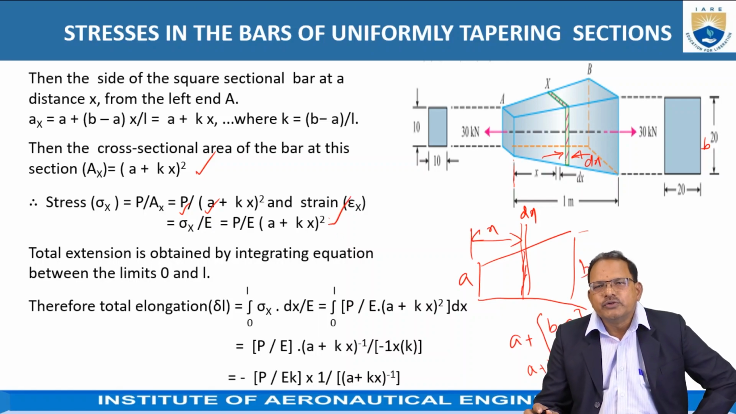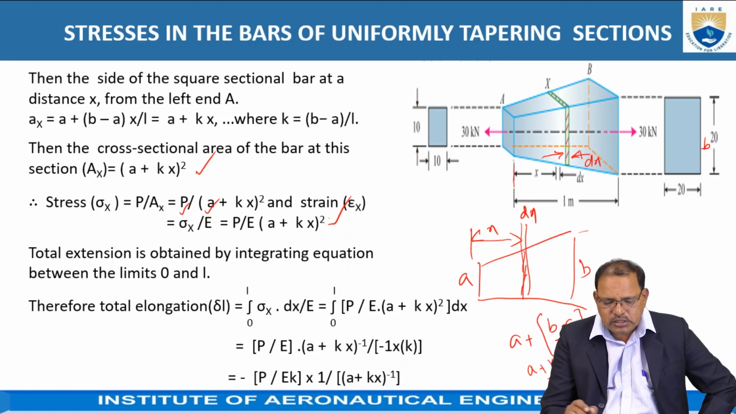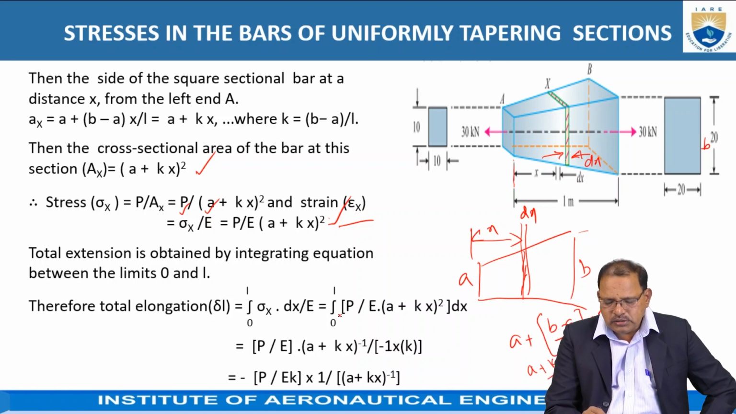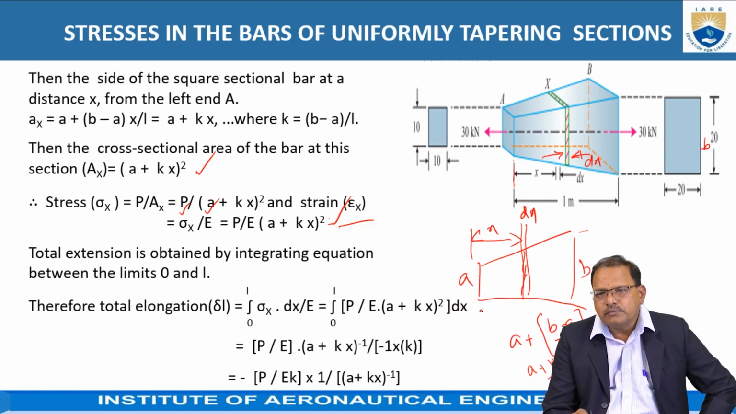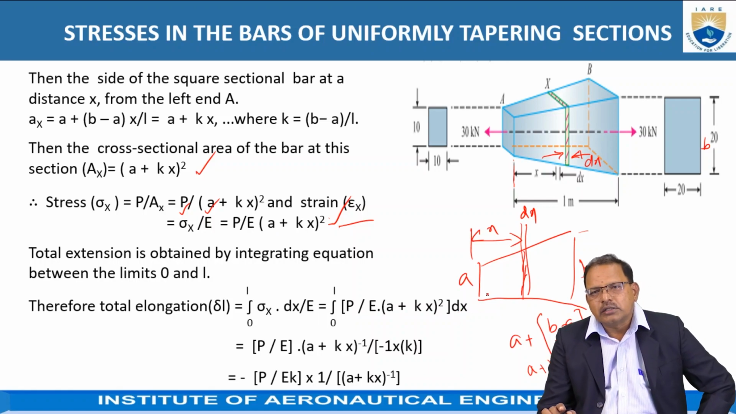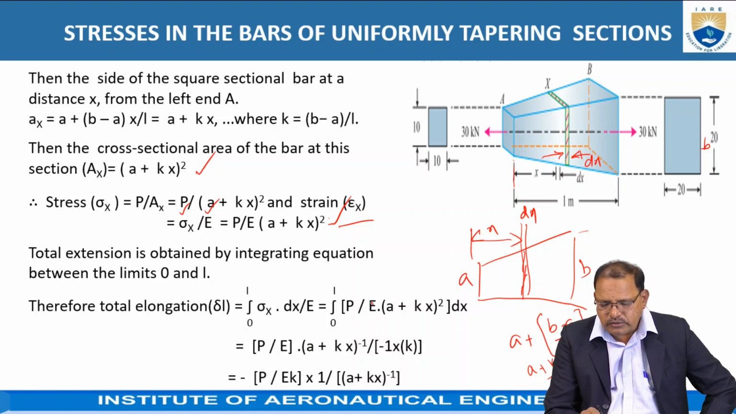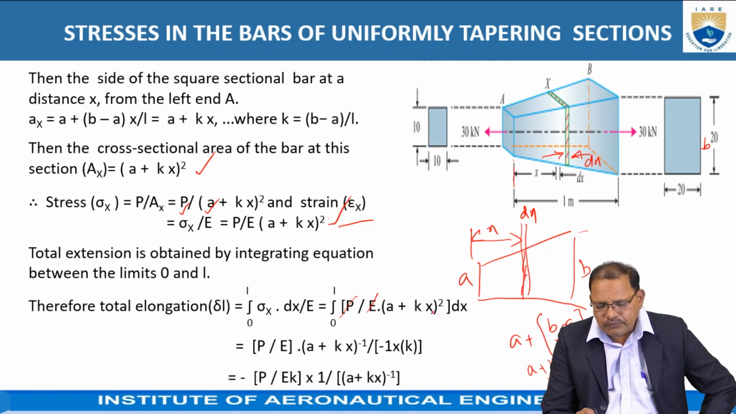The total elongation produced in the tapering section because of application of the force is given by integrating the above equation from the limits 0 to L, that is 0 to L, P by E into (A plus Kx) whole square into dx. So total elongation is P by E, which is a constant we have taken out. The remaining term, (A plus Kx) whole square, is at the denominator, so minus 2 power.